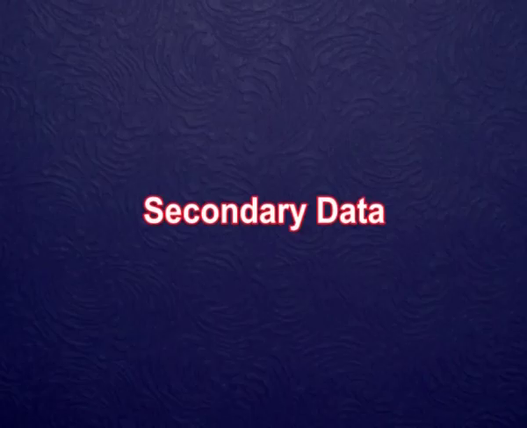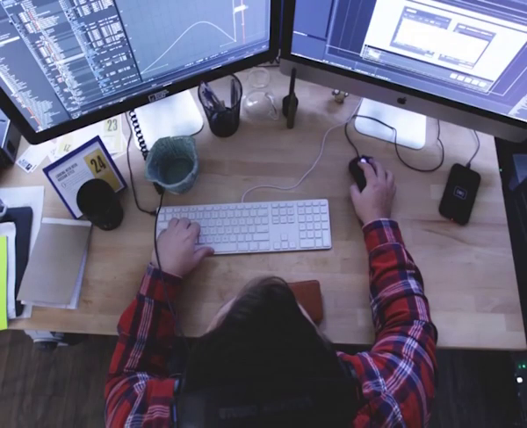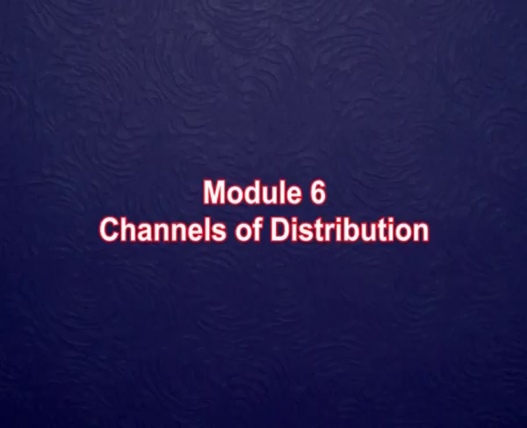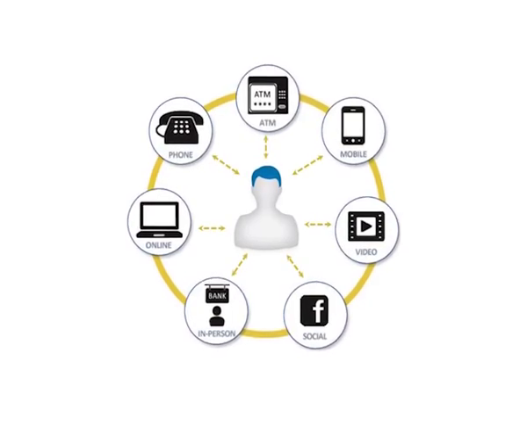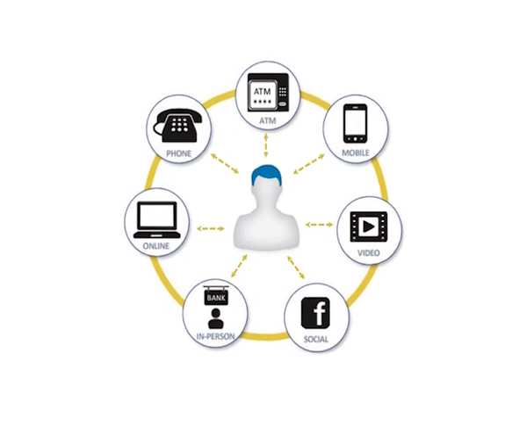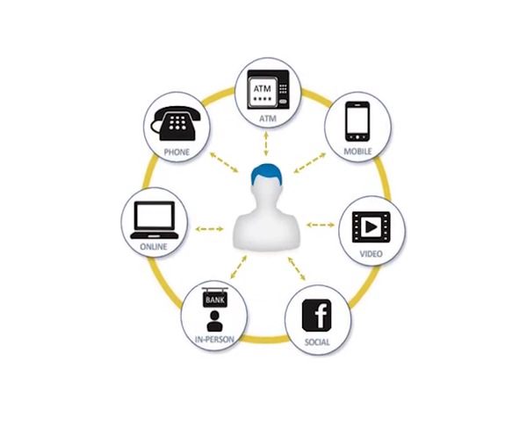Second, secondary data. These refer to collection of data from the published or unpublished reports of the government, trade associations and other relevant agencies. Now coming to Module 6, Channels of Distribution. Channel of distribution is the route taken by goods as they move from the producer to the ultimate consumer. It is the last component of the total marketing process.